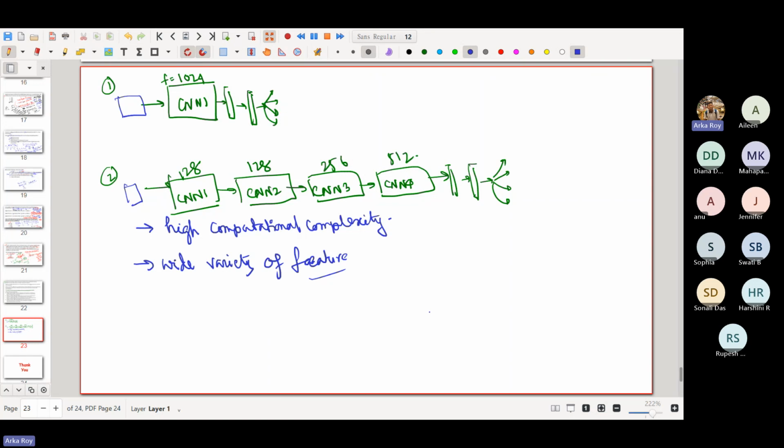because you can see that it has 4 different CNN layers, so it can extract low level features, mid level features, and high level features. Whereas over here you can see that only one CNN layer is there. So it will not be able to extract this wide regime of features which is there in case of model 2. Okay, now we can go to the options.